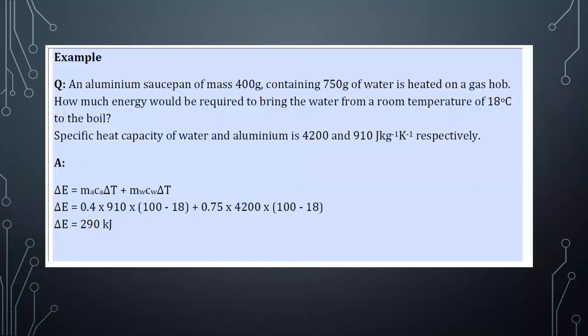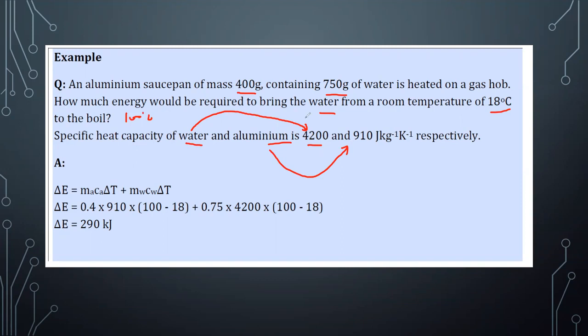So example, an aluminum saucepan of 400 gram containing 750 gram of water is heated on a gas hob. How much energy is supplied to bring the water from room temperature, which is 18 degrees centigrade, to its boiling point, that means 100? The specific heat capacity of water is 4200 joule per kilogram Kelvin, and for aluminium it is 910 joule per kilogram Kelvin.